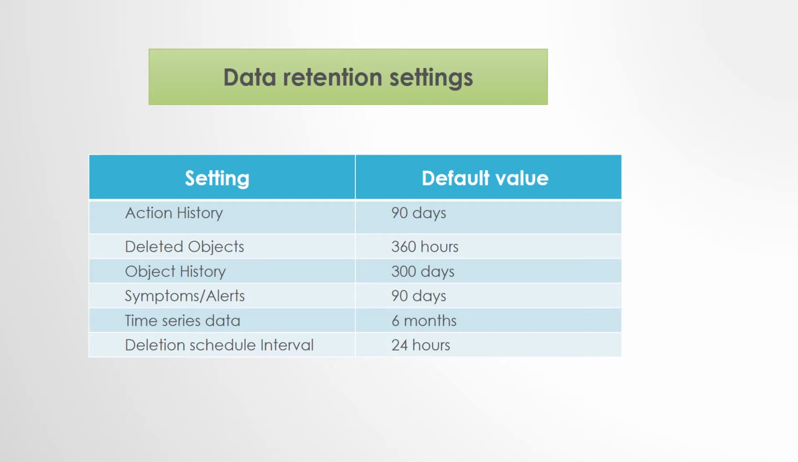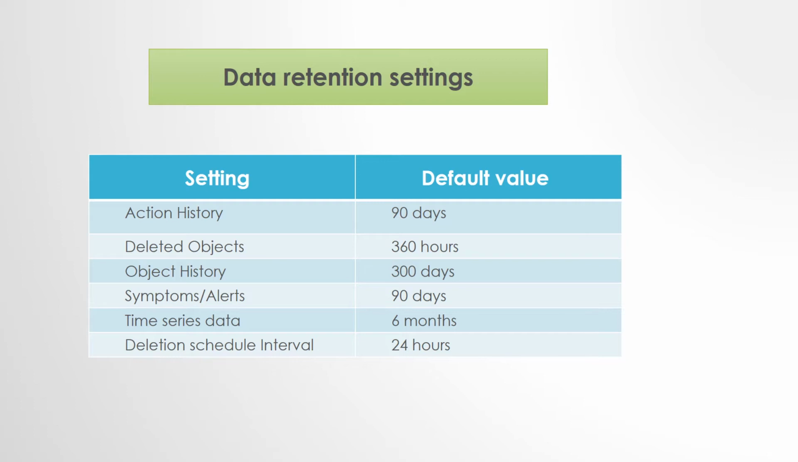The deleted objects setting is for the retain period of the objects that are deleted from an adapter data source or server before deleting them from vROps. Object history is the number of days to retain the history of the object configuration, relationship, and property, and all this information about the object.